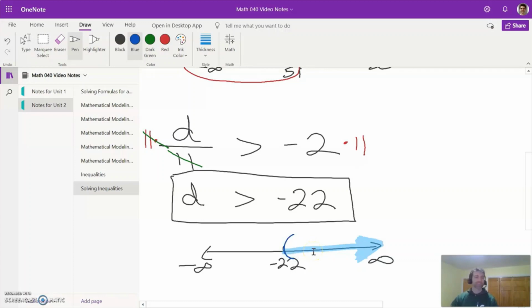And what does that mean? It means we can pick any number we want. As long as it's bigger than negative 22, I can put it in there for D, and it's going to give me a true statement. If I pick negative 22, it's actually not going to give me a true statement because it does not say equal to.